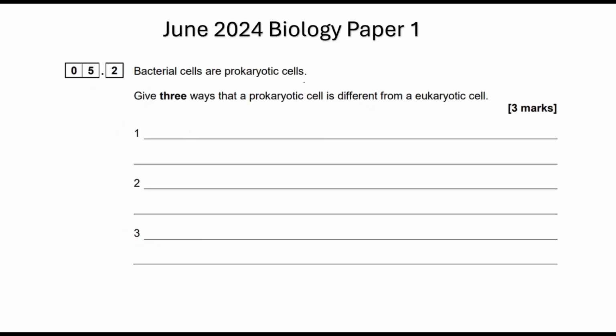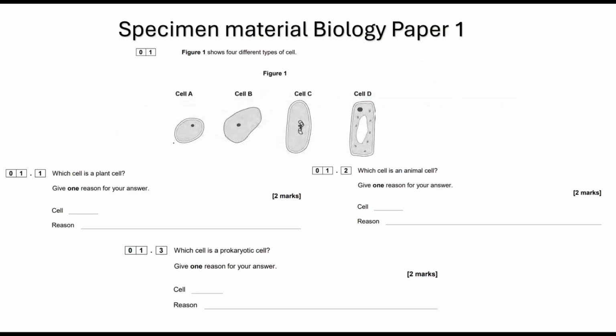Next. Bacteria cells are prokaryotic cells. How is it different to eukaryotic cells? Next one. Which cell is a plant cell? So out of these, remember eukaryotes are all the ones that have a nucleus. So we've got cell A, cell B, and cell D. But we want to make sure we're only talking about plant cell and not the animal cell. So in this case, because cell D is the only one that has a chloroplast, that's your plant cell.